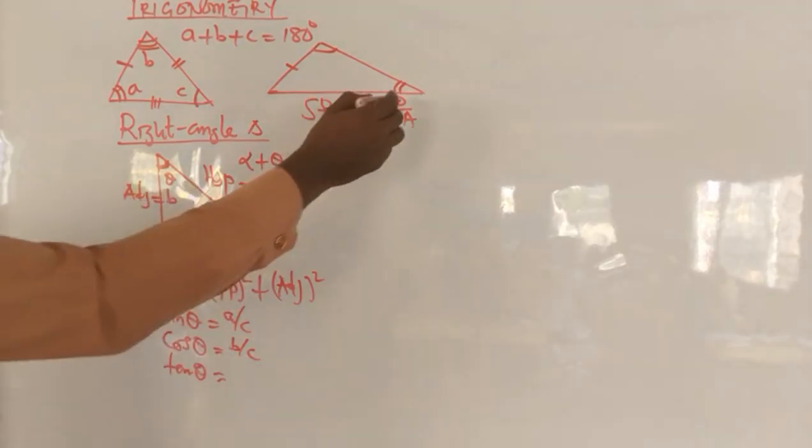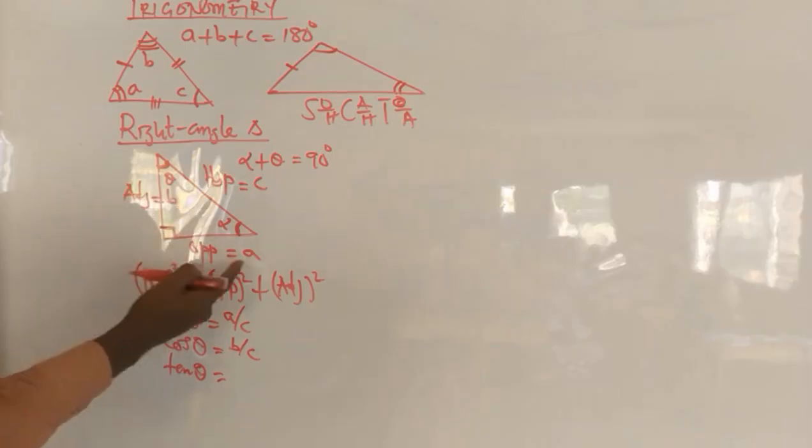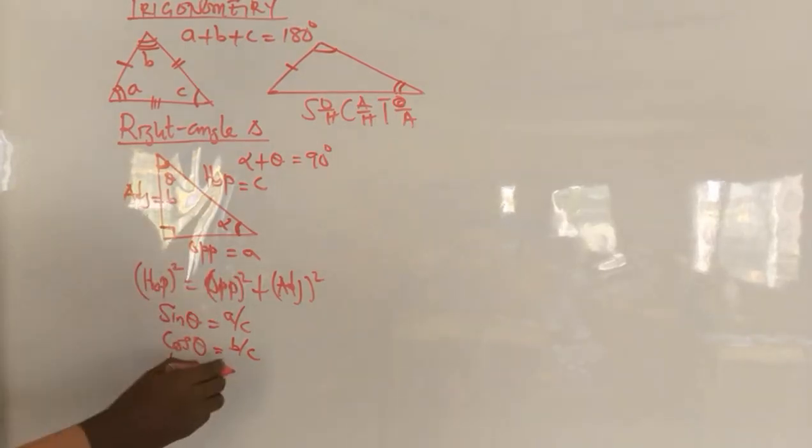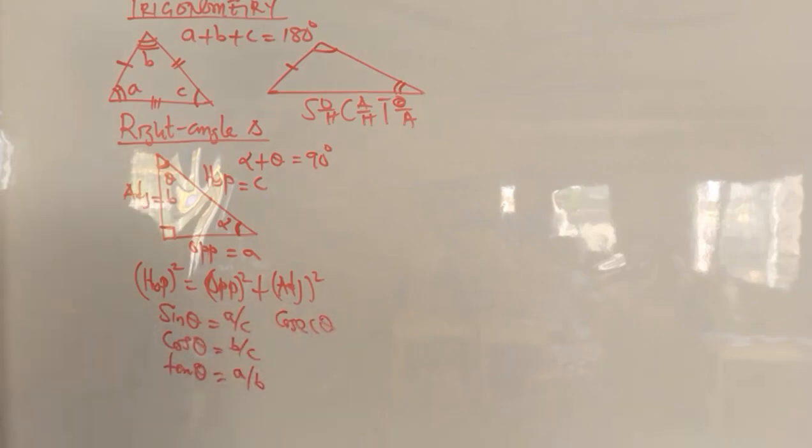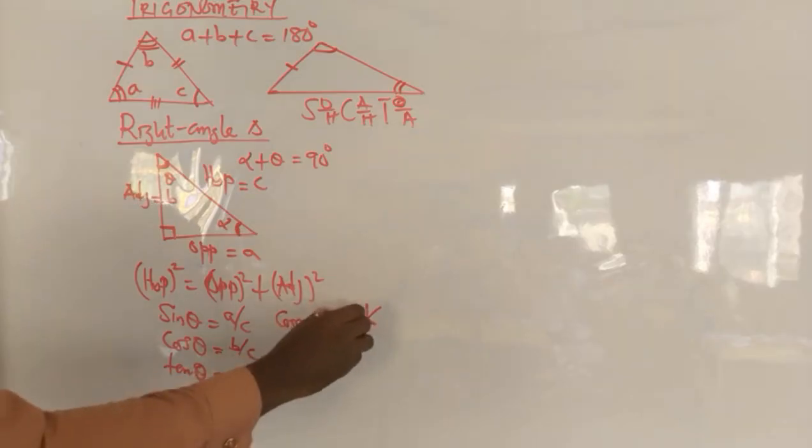What's tan? TOA: opposite over adjacent. What is the opposite here? A. Adjacent, B. That is A over B. We also have cosec theta, which is the inverse of sine. It is 1 over sine theta.